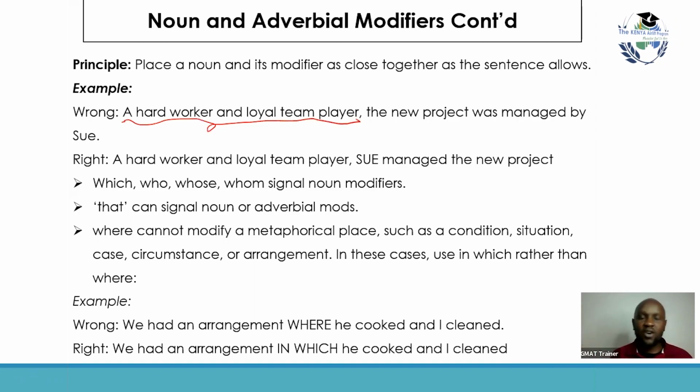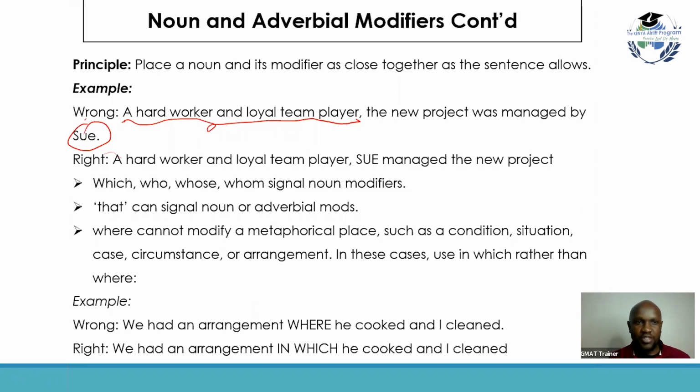These are adjectives, or an adjective phrase, being used to describe somebody in this case, right? Now your question would be, who is this adjective phrase describing? Your answer would be, it's Sue. So Sue should be as close to the modifier as possible. Sentence number 2 corrects that error by bringing the subject as close to the modifier as possible. A hard worker and a loyal team player. So who is a hard worker and a loyal team player? It's Sue.